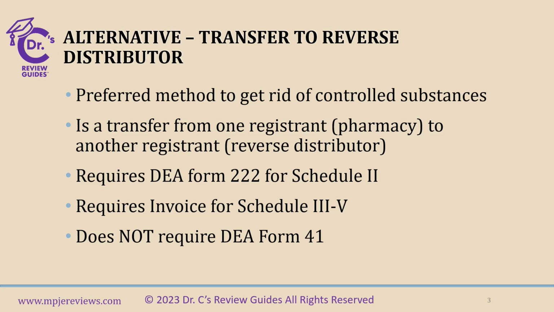So if you're going to send drugs to a reverse distributor and it's a Schedule II controlled substance, what would be required? A DEA Form 222. And remember, who fills out the DEA Form 222? It's the person who's receiving the drugs. Well, who's receiving the drugs in this case? It's the reverse distributor. So they have to initiate and fill out the 222 form and send it to you.